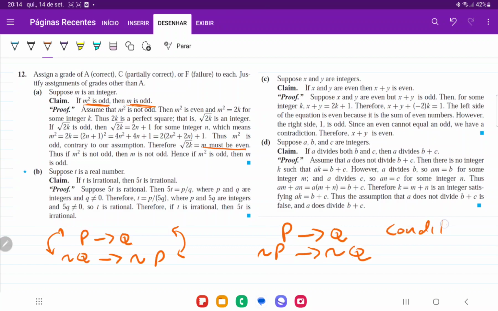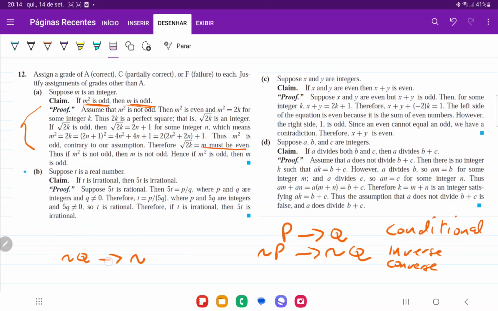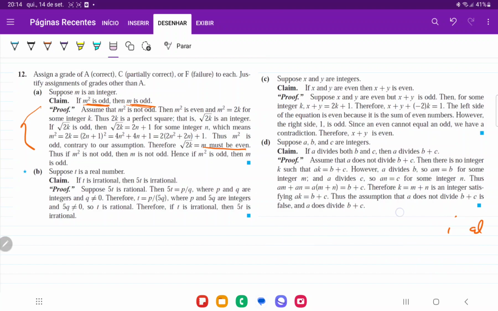This is the conditional, and this is the inverse, which is equivalent to the converse, right? So the argument itself is well argued. However, it begins completely wrong because it begins by assuming not P. And we either want to assume P and show that it leads to Q, or we want to assume not Q and show that it leads to not P. So this one has the reasoning completely backwards, and so it cannot prove what it needs to prove.